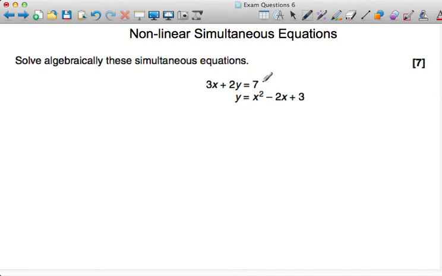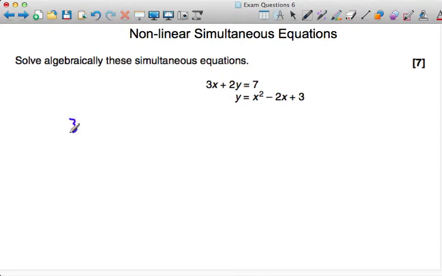What we have is the equation of a straight line, the equation of a parabola, and by solving them simultaneously, we're in effect finding the points of intersection of this line with this curve. We do it by using the method of substitution. So I'm going to substitute for y in the first equation, replacing it by this expression here.